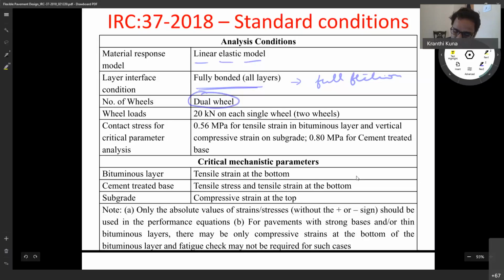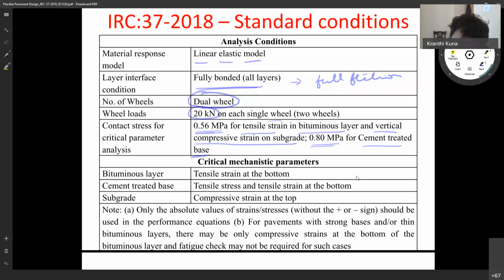As we discussed, we model it as two wheels, with each wheel carrying a 20 kilonewton wheel load, and a contact stress we use is 0.5 MPa for the bituminous layer tensile strain and the vertical compressive strain of the subgrade, and 0.85 MPa for cement treated bases.